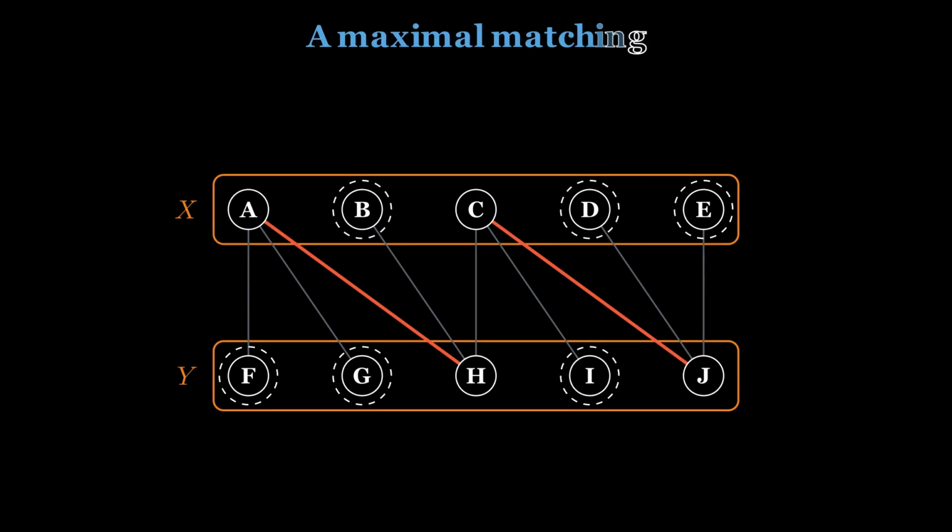Could we simply add a 3rd edge? Let us try. One candidate runs into A, which is already matched, and another is blocked at H on the other side. Every remaining edge fails in the same way. Each of them touches a vertex that is already matched. So this matching is maximal. No single edge can be added.